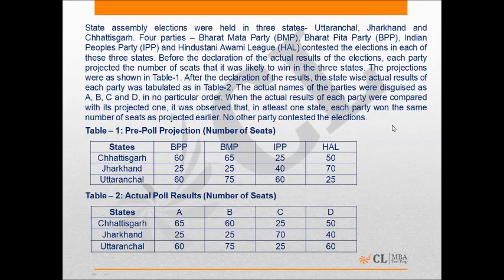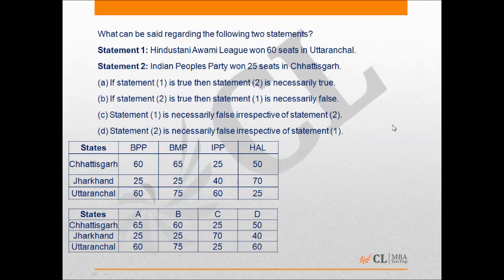Another important thing is that when the actual results of each party were compared with the projected one, it was observed that in at least one state, each party won the same number of seats as projected earlier, and no other party contested the elections. Let us now move on to the first question, which states, what can be said regarding the 2 statements? HAL won 60 seats in Uttaranchal, and second statement, IPP won 25 in Chhattisgarh.